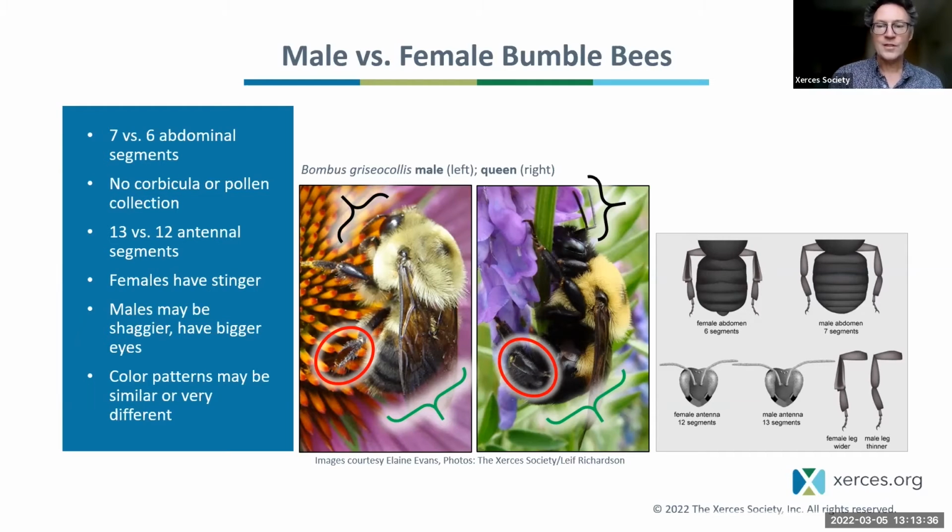They may have just starkly different color patterns in the same species, or they may look very, very similar in color. And then size-wise, queens are going to be the largest bees in many cases. Males can be either larger or smaller than workers. It depends a great deal on which species we're talking about.